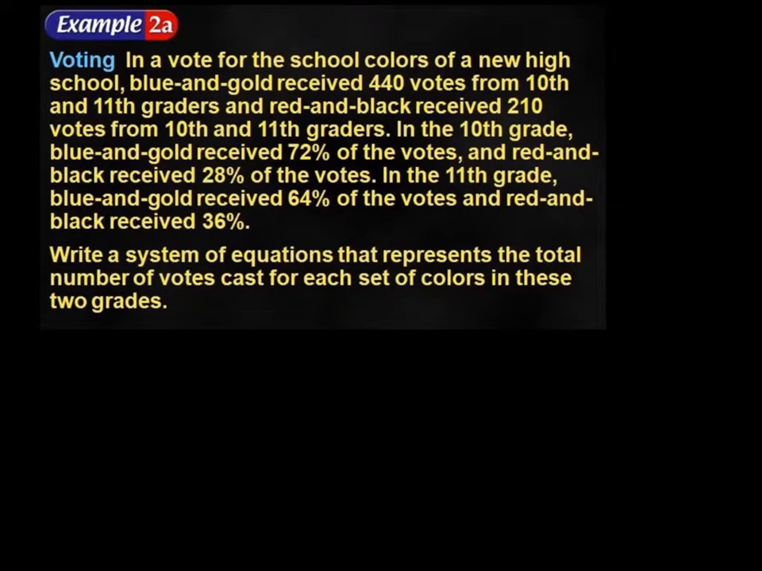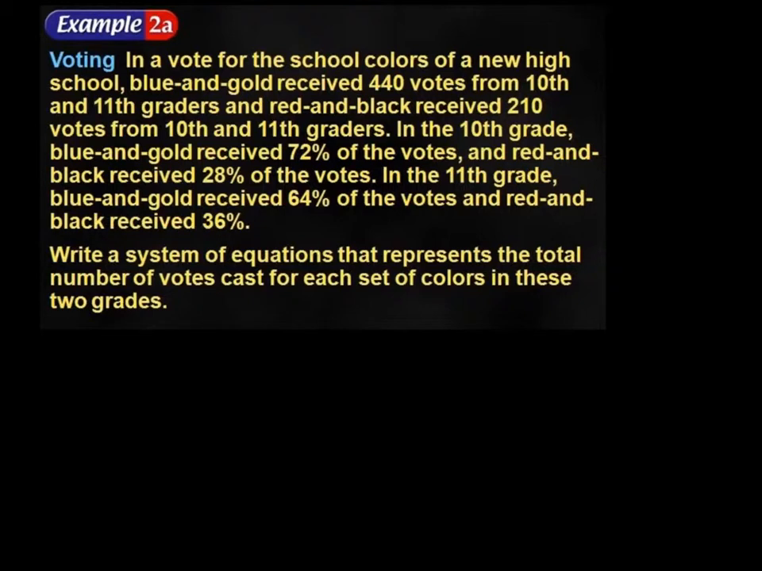In a vote for school colors of a new high school, blue and gold received 440 votes from the sophomores and juniors, and red and black received 210 votes from the sophomores and juniors. In the sophomore grade, blue and gold received 72% of the votes, and red and black received 28%. In the junior class, blue and gold received 64% of the votes, and red and black received 36%.